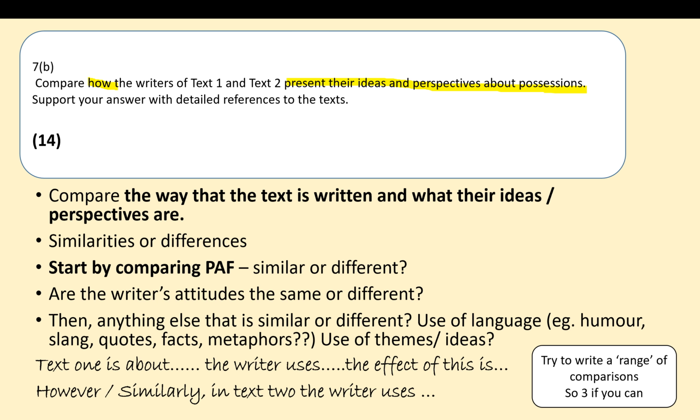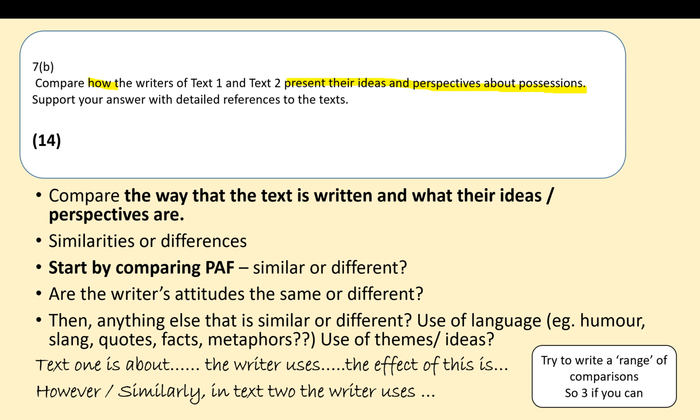Okay, so here's a little summary of how to do it. Presenting their ideas and perspectives: presenting is the way that they've written, so how they've chosen to put their point of view across, but also what their ideas and perspectives are. In this case, you could write about similarities or differences. A good way to write about that is to find something that's similar but a bit different as well.